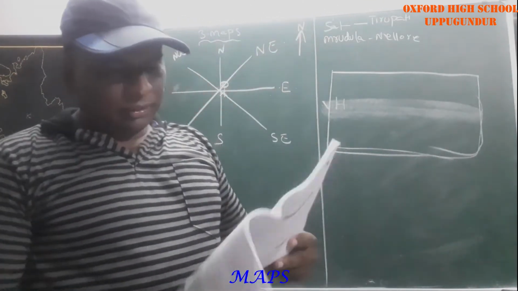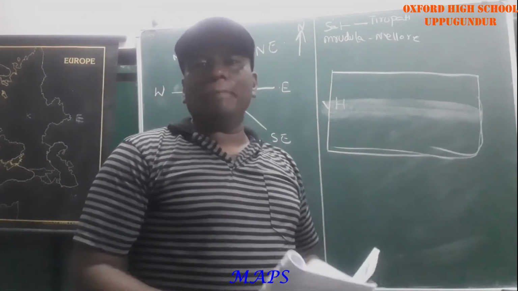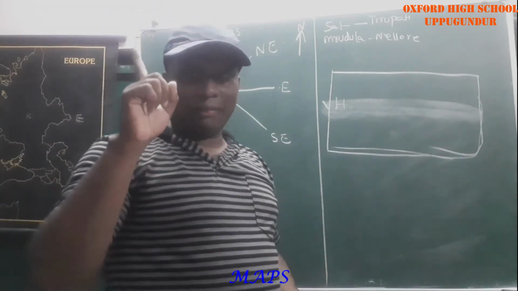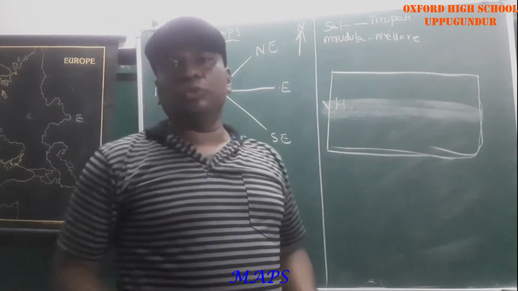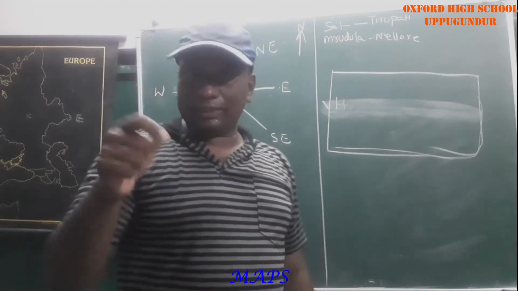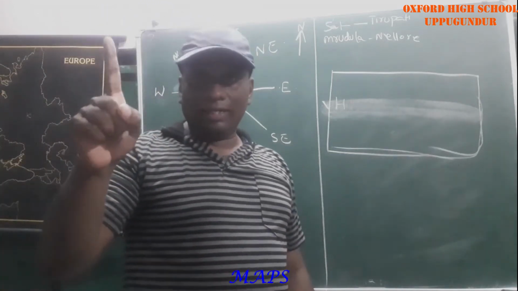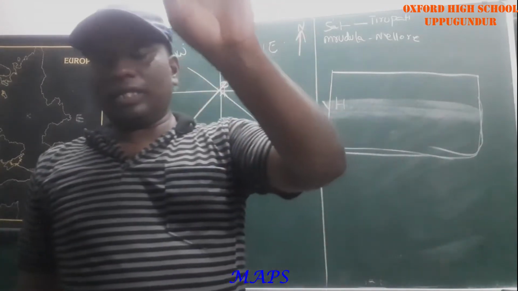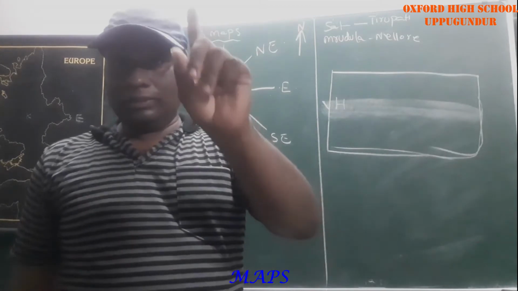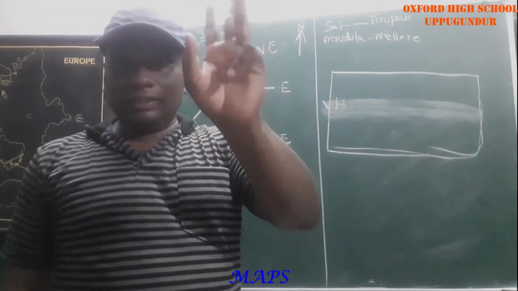Then next one, components of a map. So if you see the map, which components are we able to observe? Directions, scale, symbols and colors. These 4 components we are able to observe in the map. Tell me those 4 components. Symbols, colors, directions, then scale.